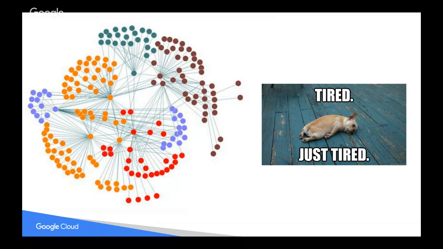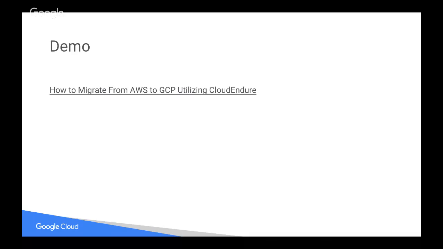Okay, so let's go into a quick demo. The demo that I created, like I mentioned before, is simply me spinning up an AWS instance and utilizing Cloud Endure to migrate it to GCP. It's about a 6-minute demo, which we're about to play right now.